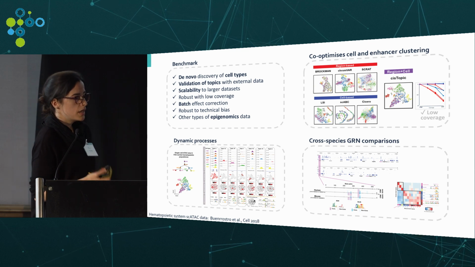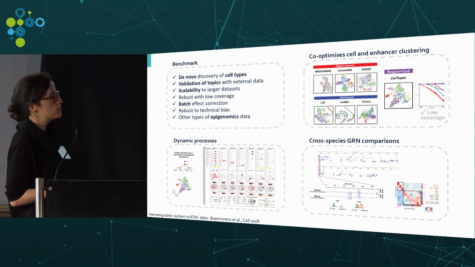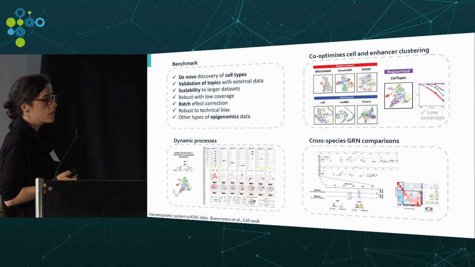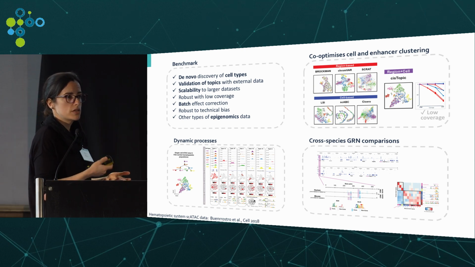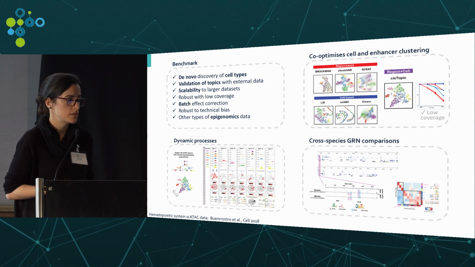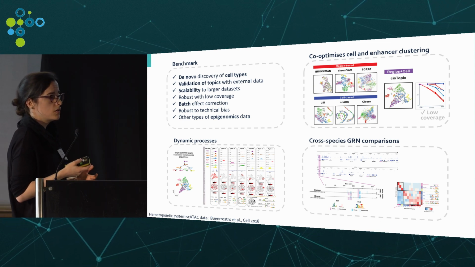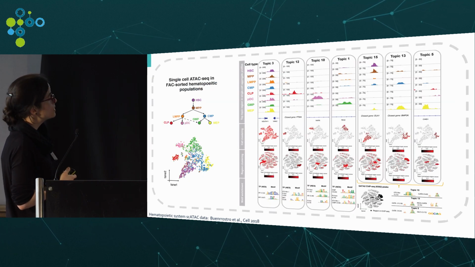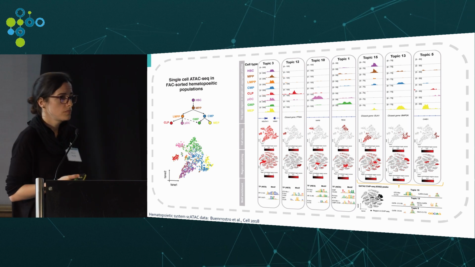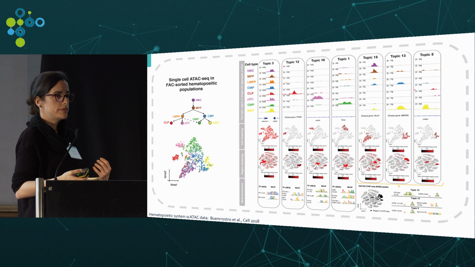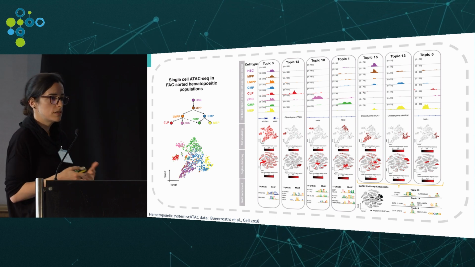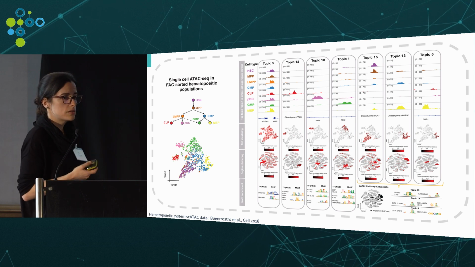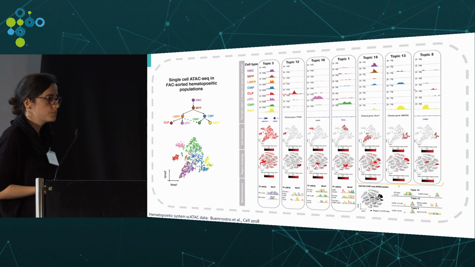are correct. And some of the interesting features that we found in this case is that this topic model is very robust, especially at low coverages, for example, like the ones coming from combinatorial indexing methods. We also found that optimizing the cell and enhancer clustering is especially useful for dynamic processes, for example, like in differentiation. The fact that the cells are distributed along a trajectory and cannot be assigned to distinct clusters is actually a problem for methods based on clustering or aggregation, but not for cisTopic, because it just uses probability rankings.